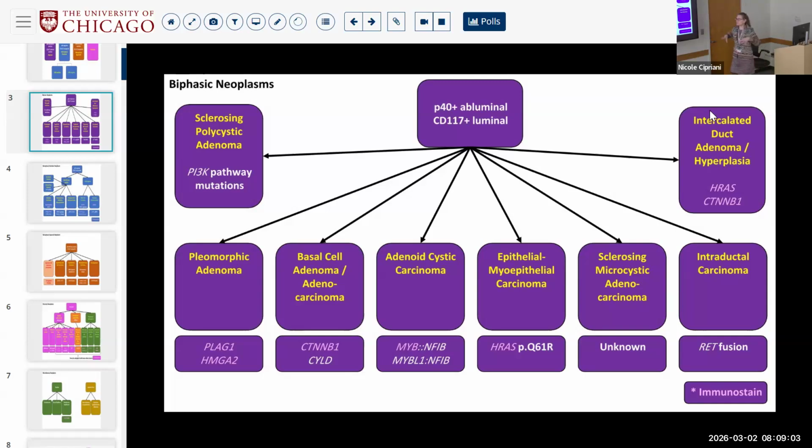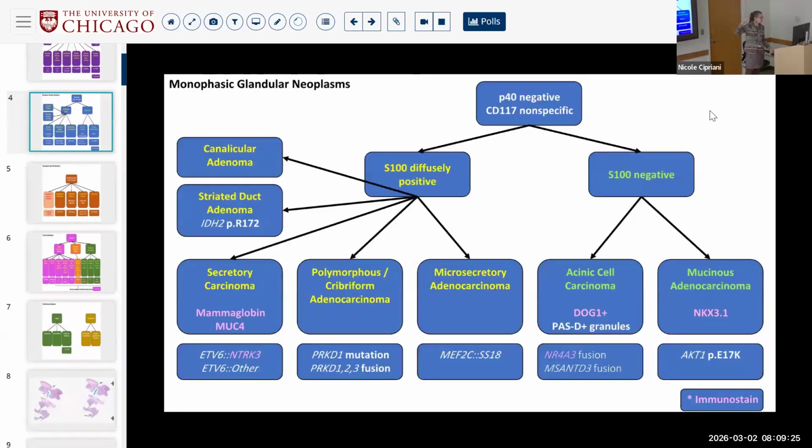So just like lymphomas and sarcomas, salivary gland carcinomas and adenomas, we are understanding what mutations and fusions they have. So those can also be helpful in an event of diagnostic uncertainty. And this is like everything in the WHO for salivary neoplasms.